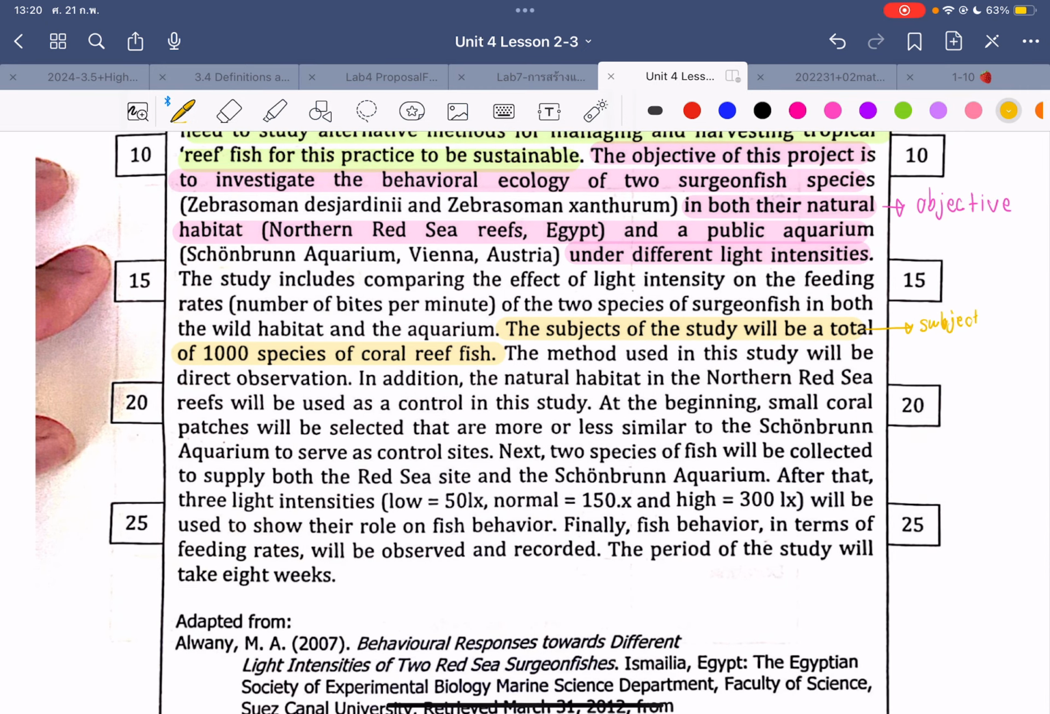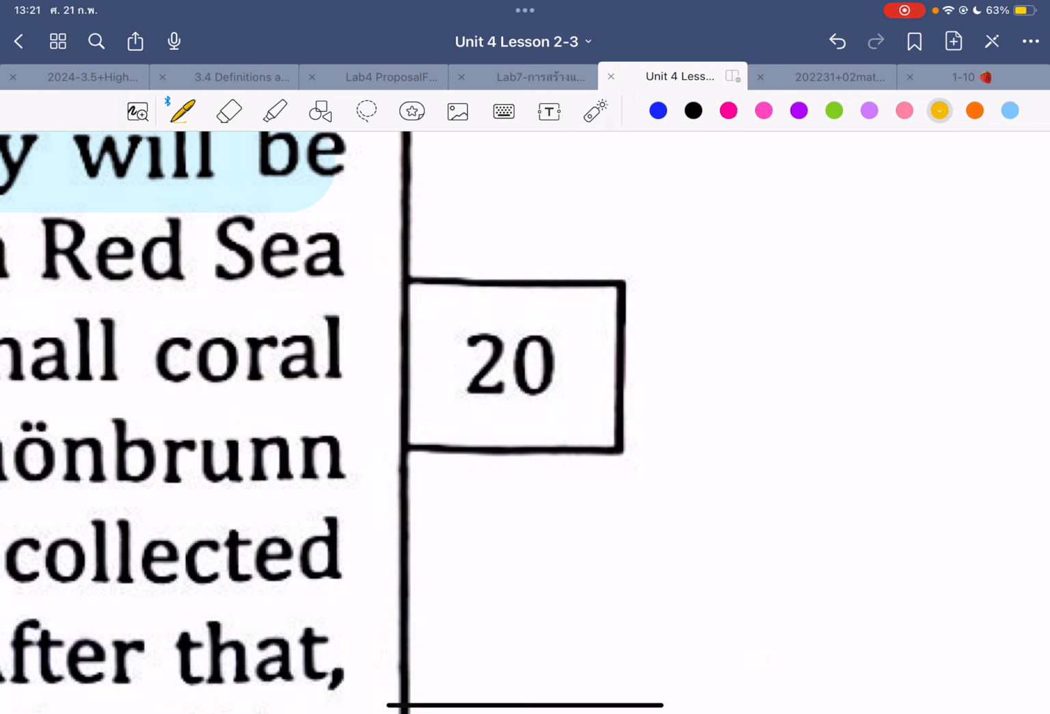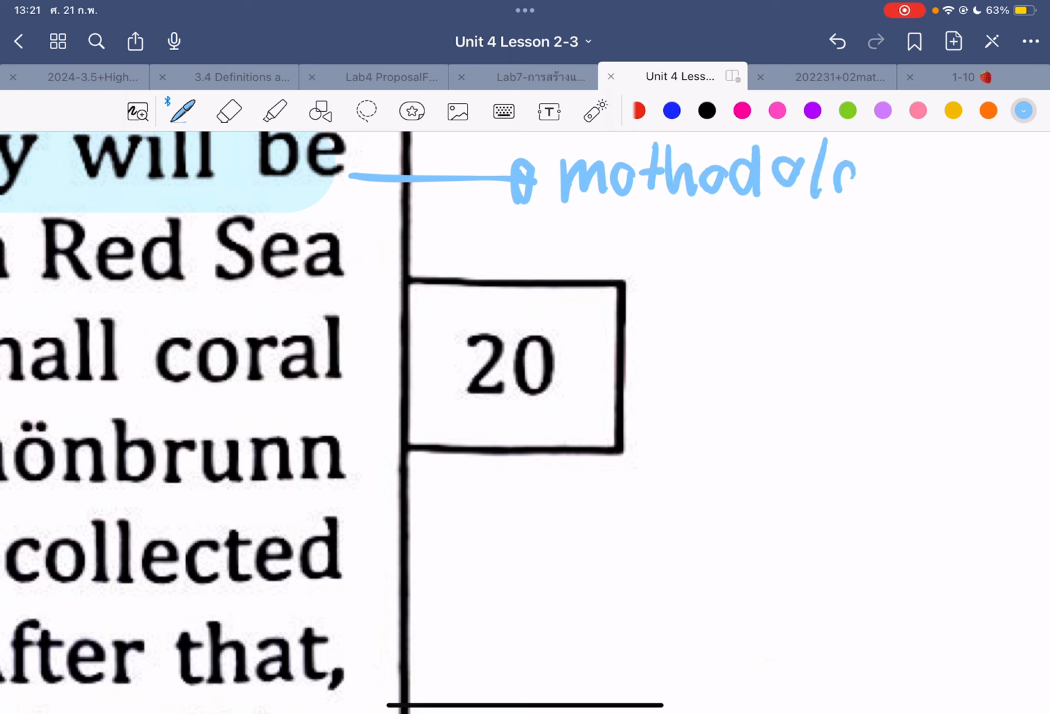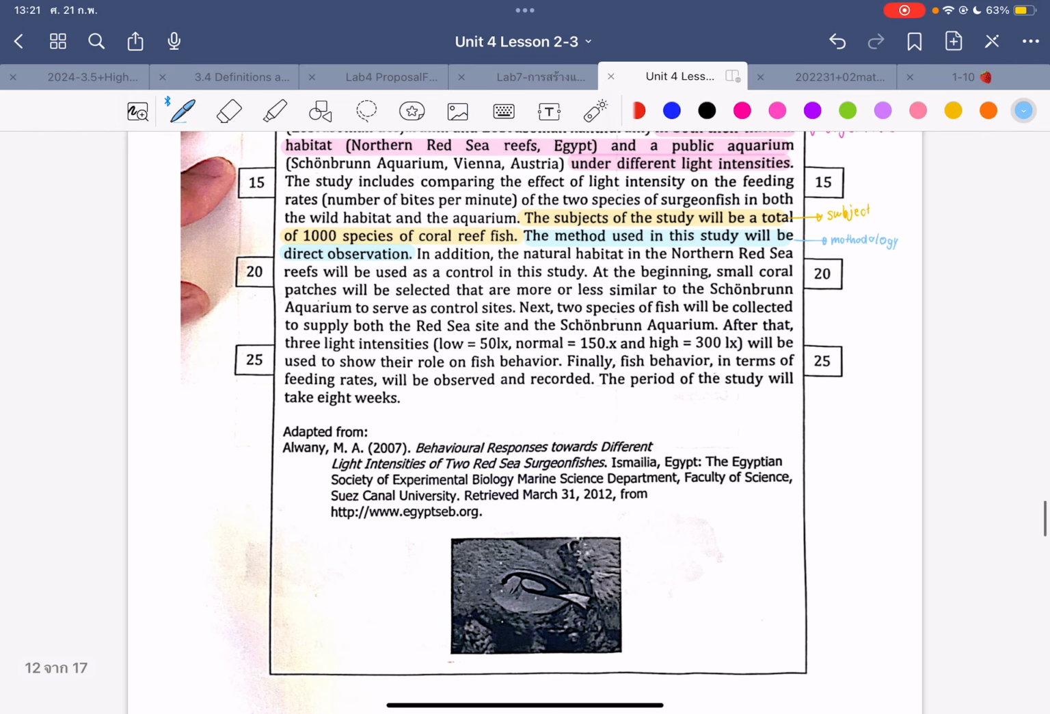Okay, and what they want to do is both in their natural environment, the Northern Red Sea, and in a public environment, an artificial environment. Okay, and there they will check for different light intensity. Okay, what is light intensity? So they will check for different brightness, like low light, moderate or average, and too much light.